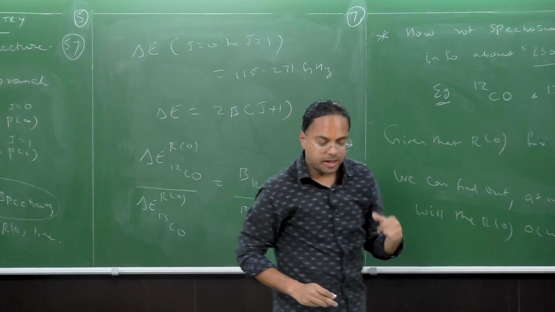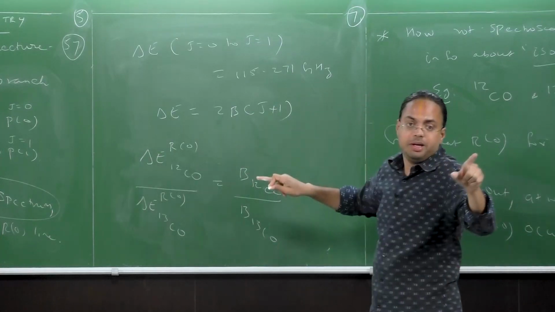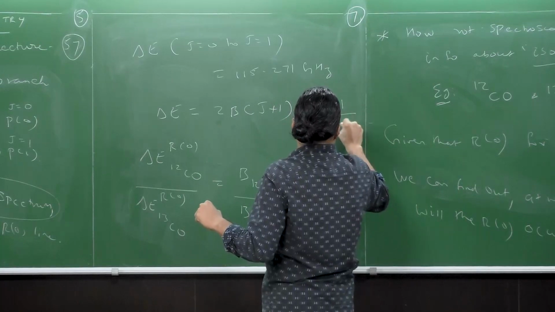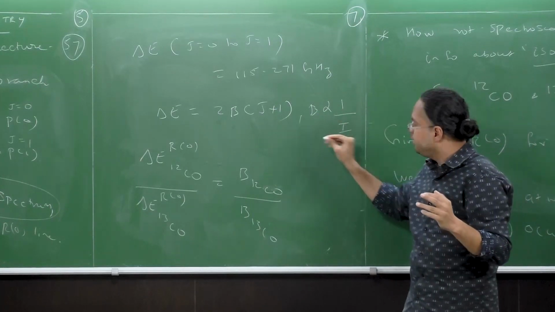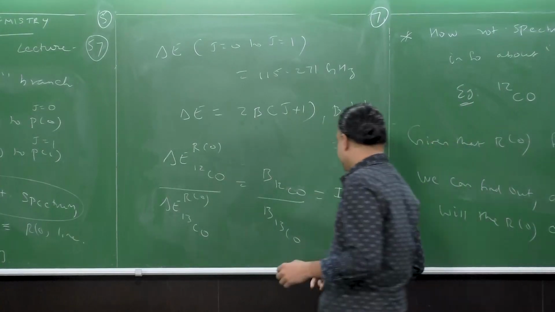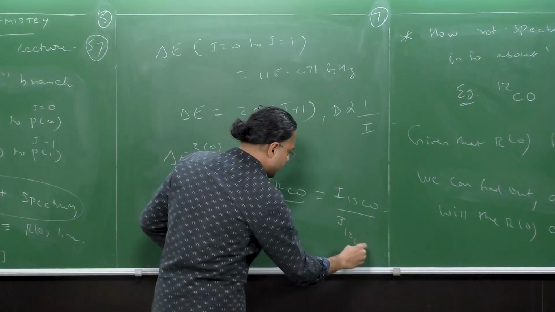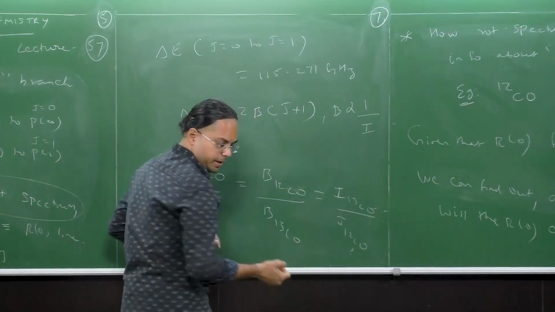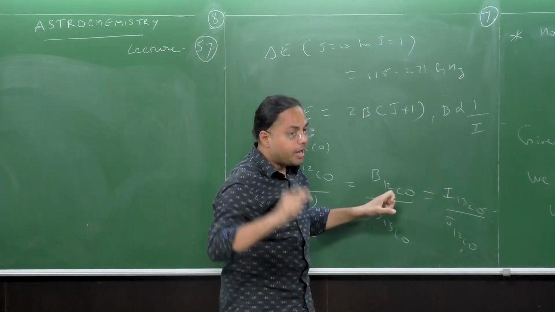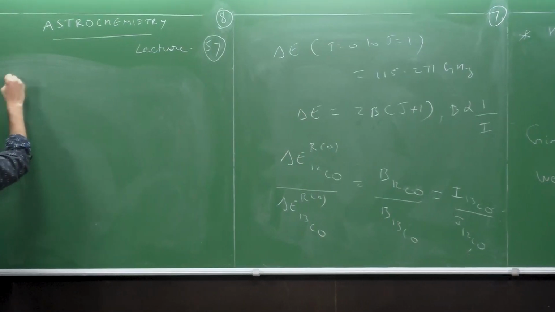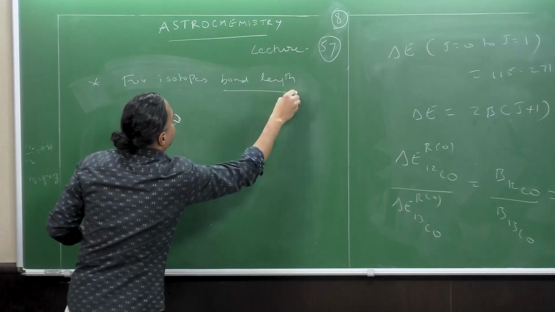In other words, this ratio is given by this expression. But you understand what your B is? Your B is inversely proportional to your I. You can get the exact expression in whatever units, but no matter what the units, B is always inversely related to I. This therefore is given by the moment of inertia of 13 carbon monoxide divided by the moment of inertia of 12 carbon monoxide. I'll continue on this page. Now please recall that your moment of inertia is given by mu times r squared. Now for isotopes, recall that the bond length does not change.